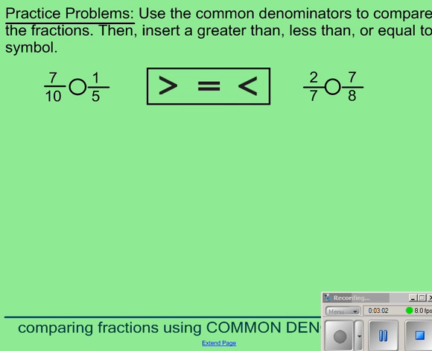I want you to do these 2 problems. They're also going to be the same 2 problems that you will find in the Moodle quiz. So do these in your Cornell Notebook, and then when you get to the quiz, you'll be able to answer them quickly.